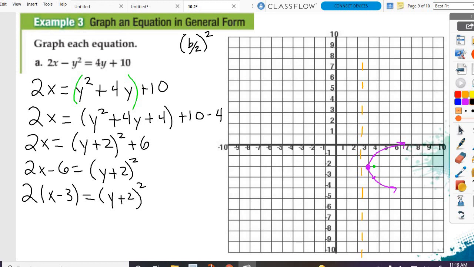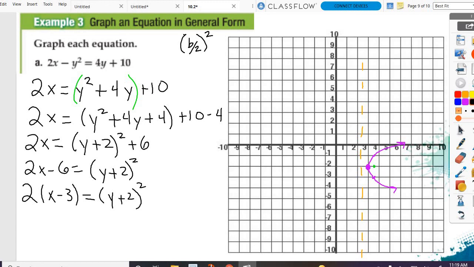So for the most part, what I'm going to be checking is 1, is your vertex in the right spot? 2, is it opening the correct direction? Up, down, left, or right? And then 3, if I have a 6 over here, it should be really wide. If I have a 1/12 over here, it should be really narrow. Am I going to get super specific with it? No. But do I want to see that you've at least thought about this should be wider, this should be narrower? Yes, that's mostly what I'm looking at.